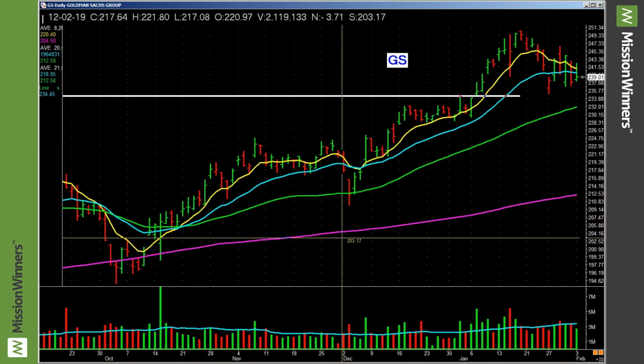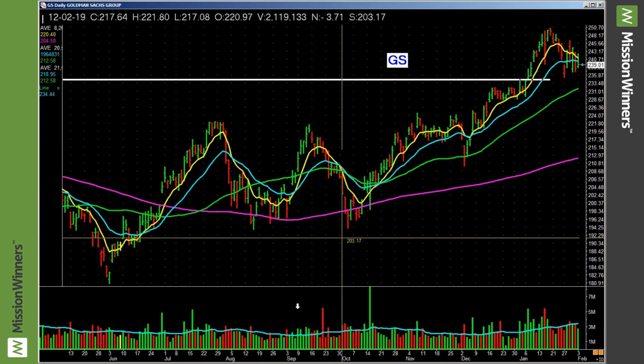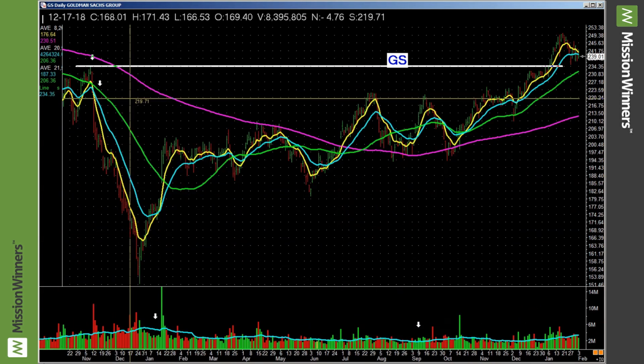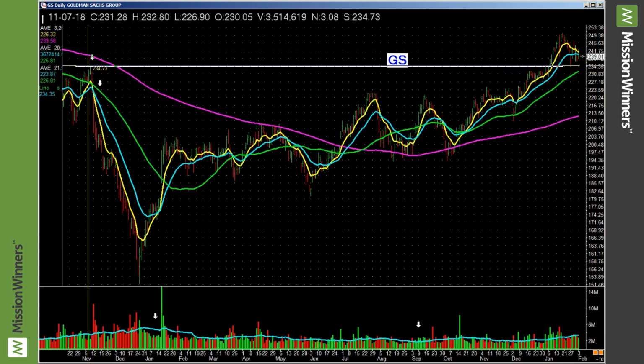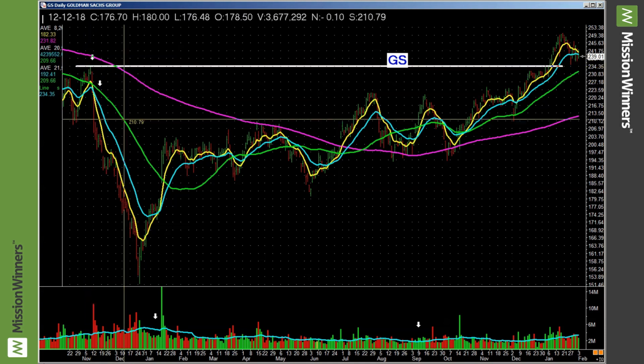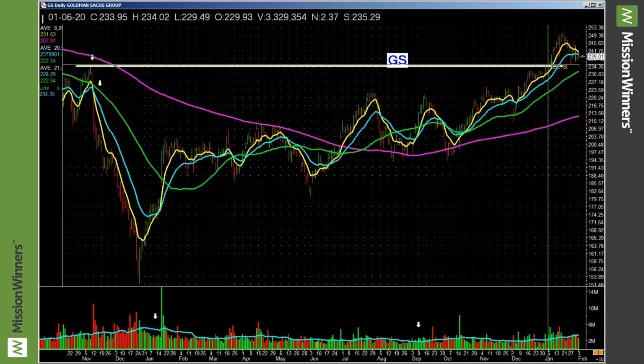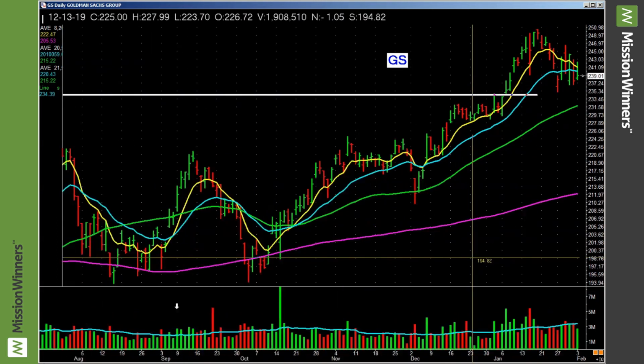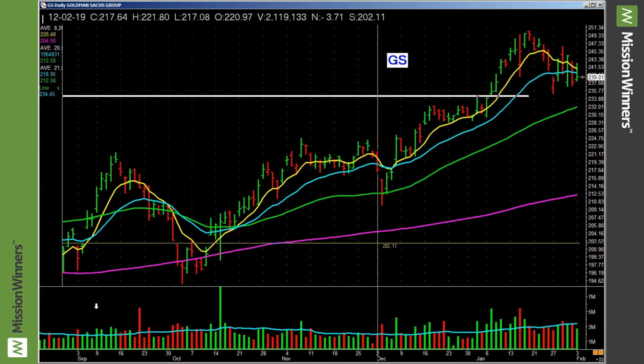Goldman Sachs, I pointed this out. Watch this. Look at that. Going way back. Isn't that amazing? Here's the high, pulls back, and finally gets a thrust through there. Look at the volume pickup when it went through that line. You can do daily trend lines. You can do weekly.